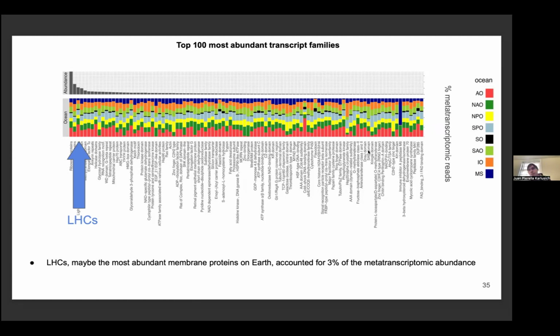One important message is that the most abundant transcript family corresponds to the LHCs. LHCs correspond to the light harvesting complex, also known as chlorophyll A-B binding proteins. They are sometimes considered the most abundant membrane protein on Earth. And in the case of diatoms, at the global ocean scale, they account for around 3% of the metatranscriptomic abundance.